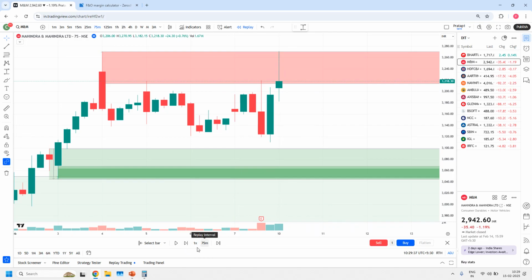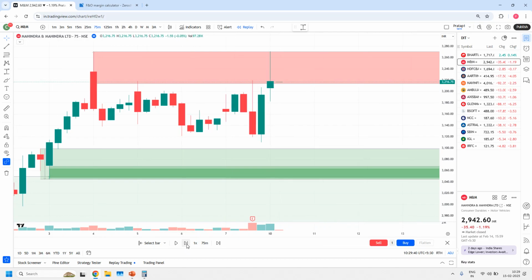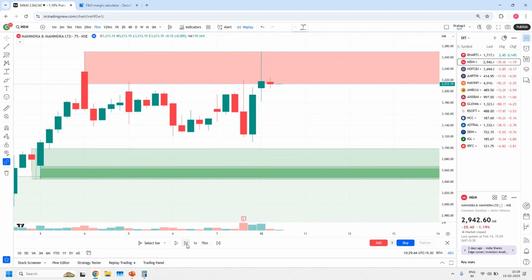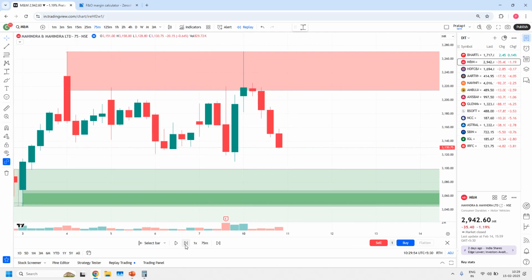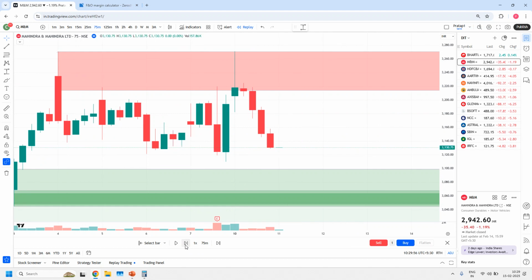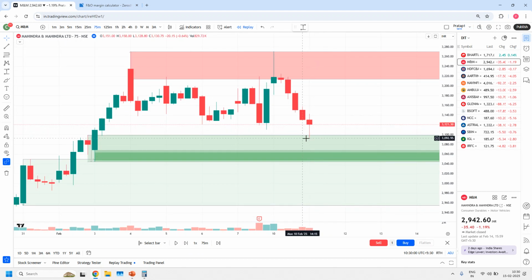This candle is a failed ERC candle. A base candle is created, a drop candle is created, again a drop candle, again a drop candle. Now prices entered into the 75-minute zone, but they are yet to enter into our 15-minute zone. This is the 75-minute zone they entered.